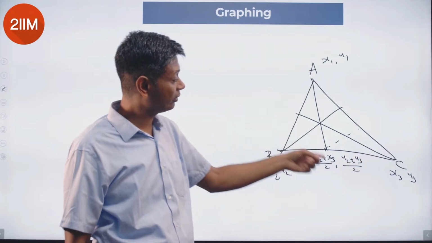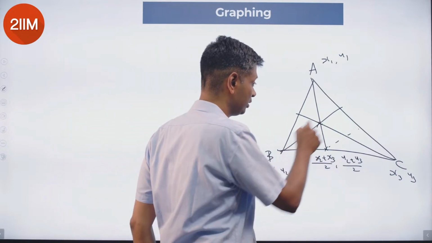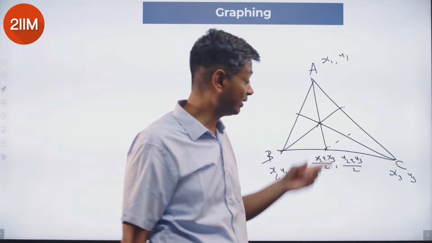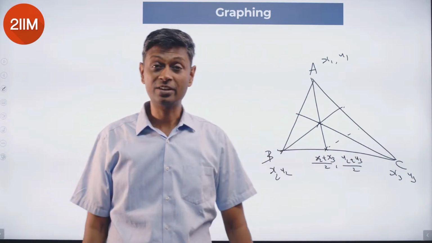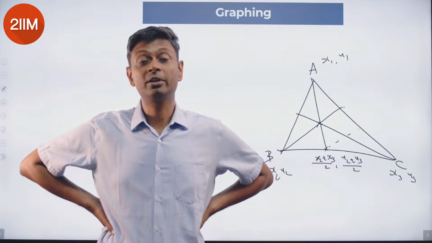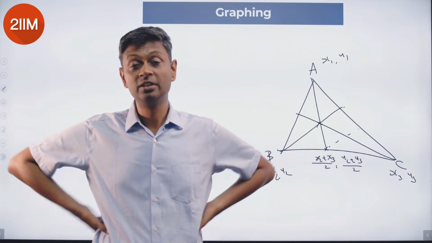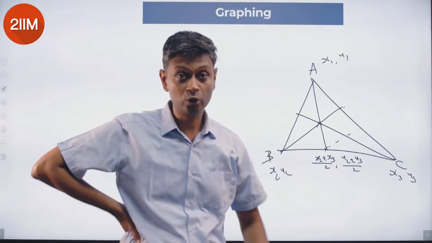Take these two points, divide in the ratio 2:1, find this coordinate. Take these two, divide in the ratio 2:1, find that coordinate. Take these two, divide in the ratio 2:1, find that coordinate. Establish that all three give us the same (x1 plus x2 plus x3) by 3, (y1 plus y2 plus y3) by 3. Celebrate, same. The point that divides each of the medians in the ratio 2:1 is the same point.